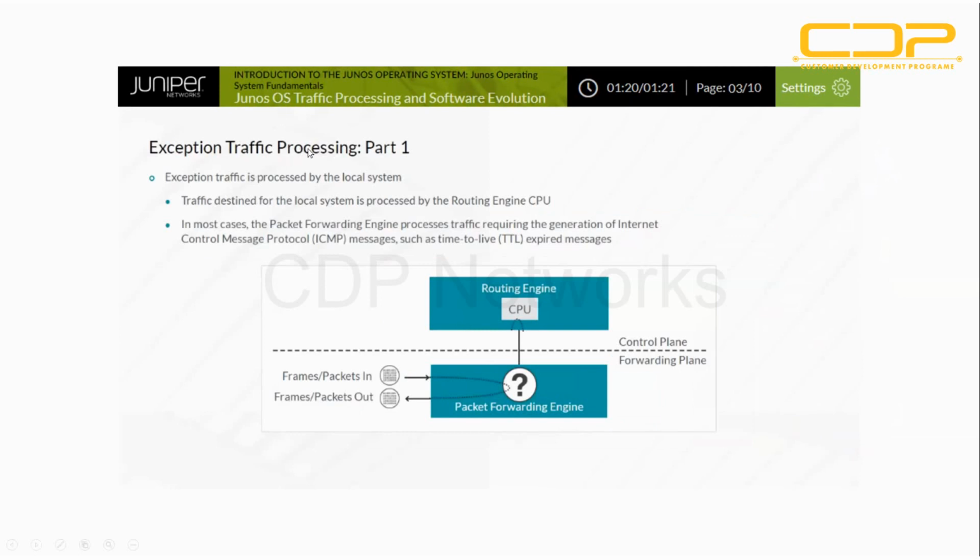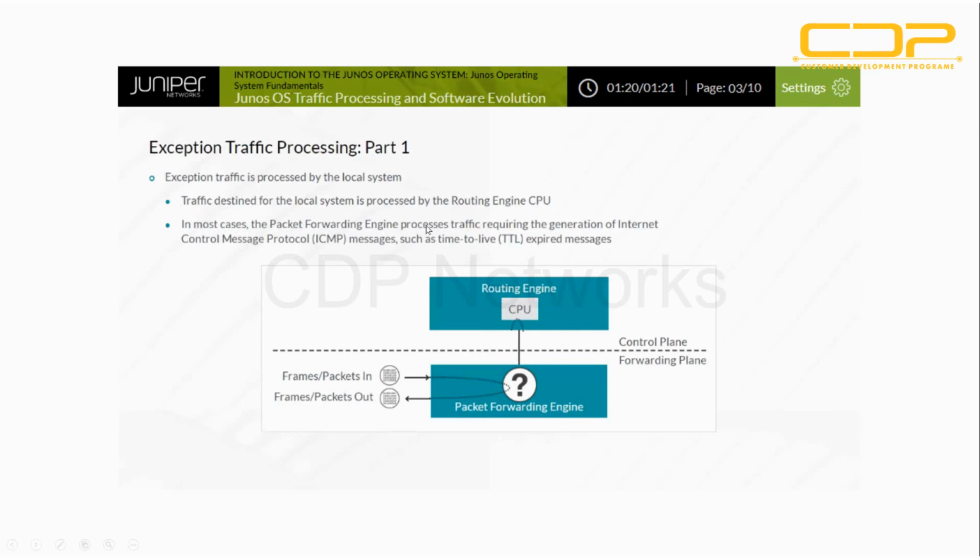Exception traffic processing. So just send here one packet, and basically the desired destination is not in the packet forwarding engine, that means the FIB forwarding table. This packet is handled by the routing engine. So when exception traffic is coming into the router, it is processed by the local system also, but the pattern will be different. Traffic destined for the local system is processed by the routing engine CPU.